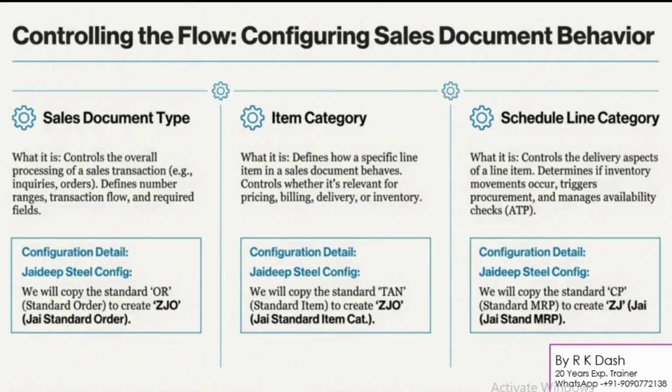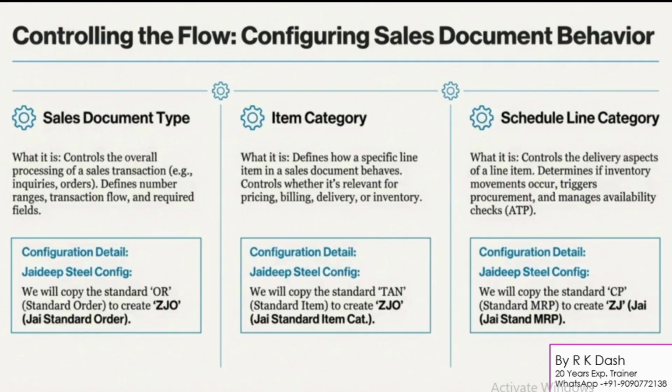Then item category. Item category defines how a specific line item in a sales document behaves. It controls whether it's relevant for pricing, billing, delivery or inventory. So here we have the standard TAN item category, which is copied and created as a new standard item category ZJO.